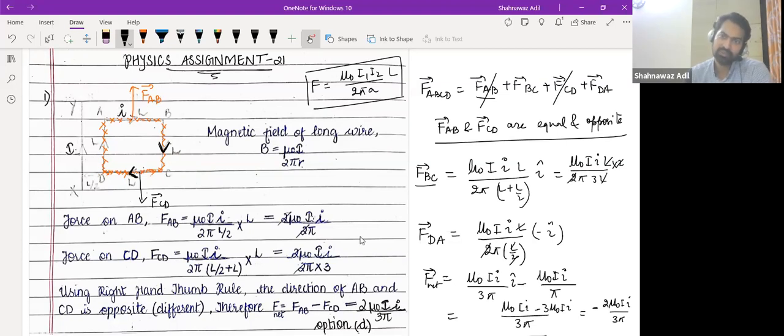Understood, everyone? So they would be minus, but this is not FAB and CD. This is BC minus of T. So this would be the answer. Clear, everyone?